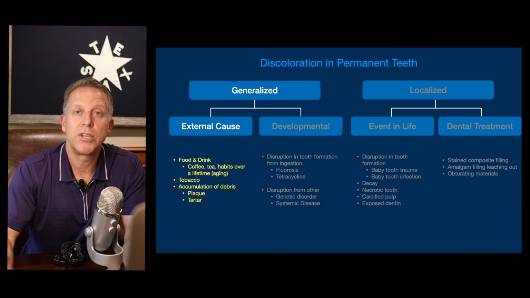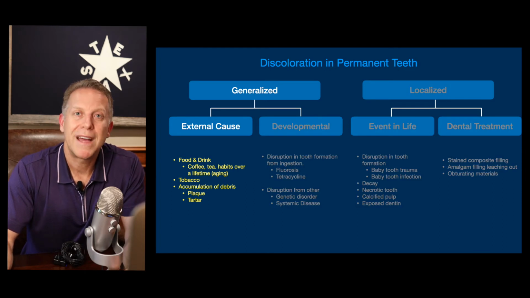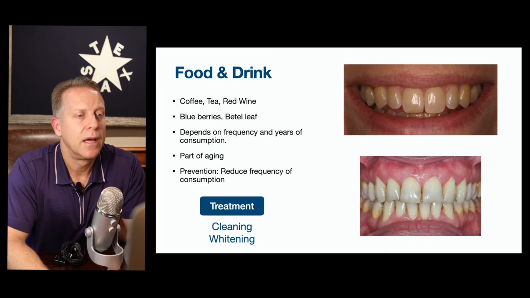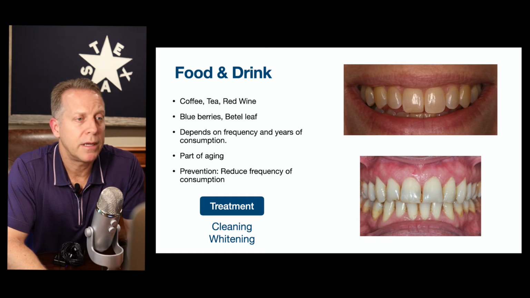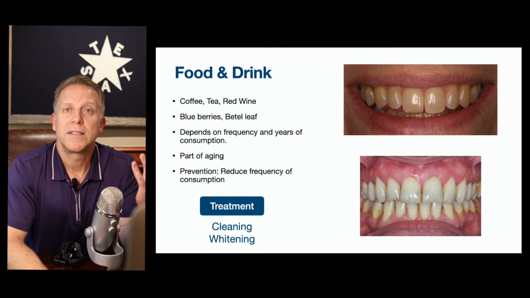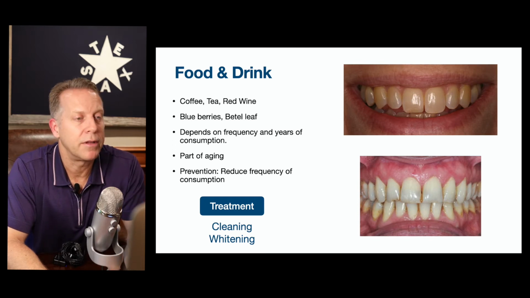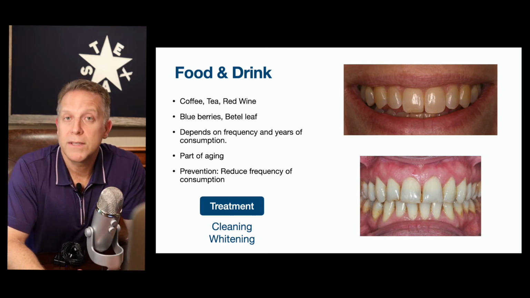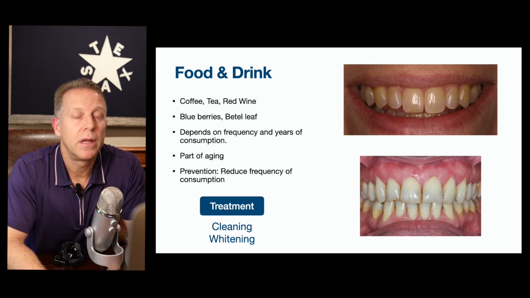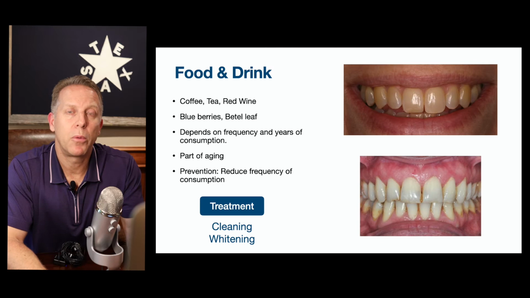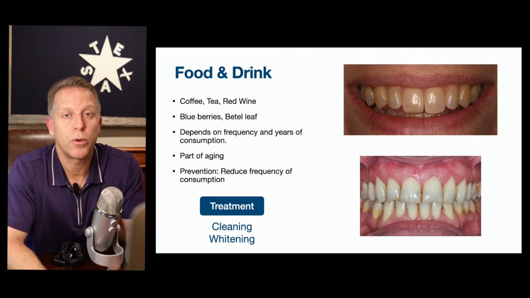Okay, we're going to start with the generalized, things that are from external causes, okay? Namely, just food and drink. You know, we all know that coffee, tea, sodas, red wine, blueberries, all these different things can sit on the teeth and cause them to stain. And that's going to be on the outer layer of the teeth. It's going to depend upon what exactly you're eating or drinking, how often, and for how many years this has been going on. That's all going to play into how entrenched or how deep those stains are going to be, or just the discolorations.